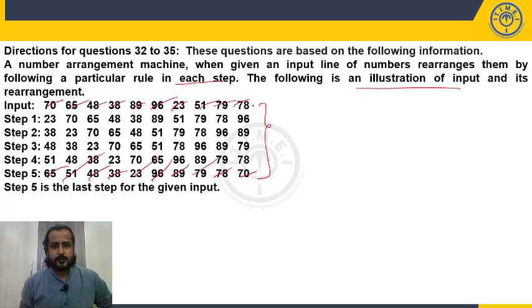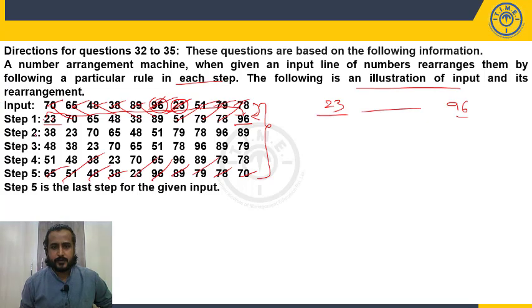Look at the input to step 1, how the rearrangement happened. In input to step 1, the least number is shifted to the left hand and the highest number is shifted to the right hand. The least is 23 and the highest is 96. These two are shifted to the left hand and right hand. What about the rest? 70, 65, 48, 38, 89, 51, 79, 78. Between the least and highest, all the remaining elements are taken as is, in the order given in the input.